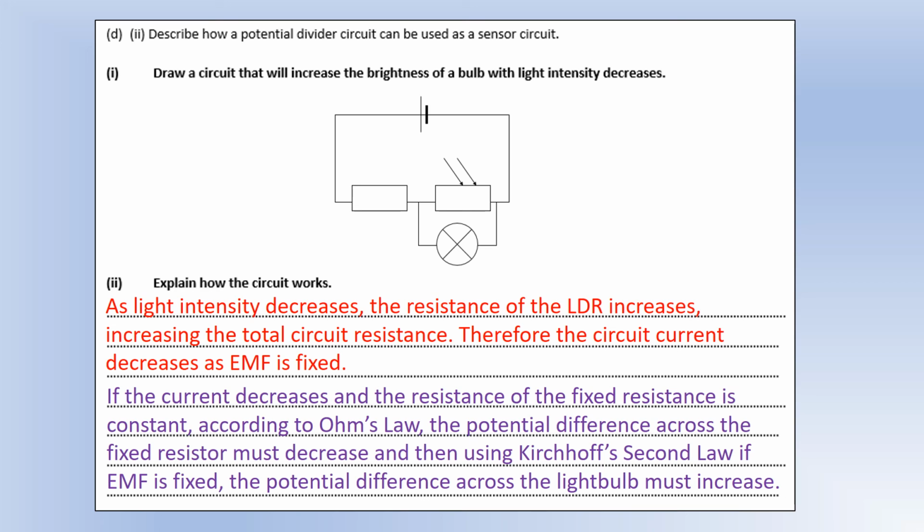But we could also explain this using the potential divider equation. So if the resistance of the LDR section increases, the potential divider equation tells us that the potential difference across that section would increase. So it's just another way of modeling series resistors.